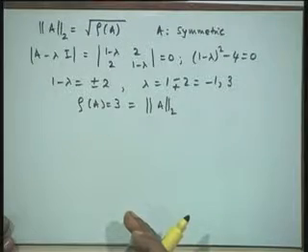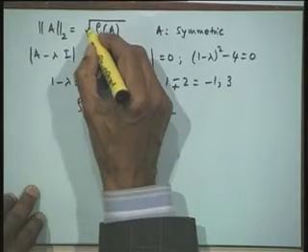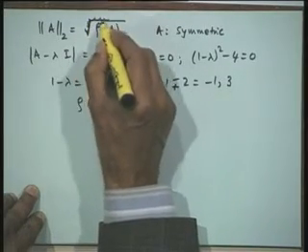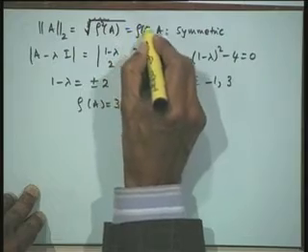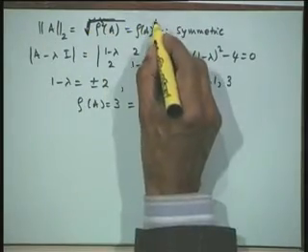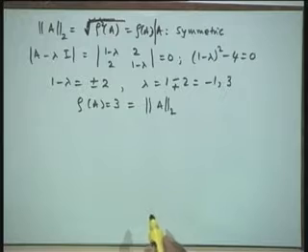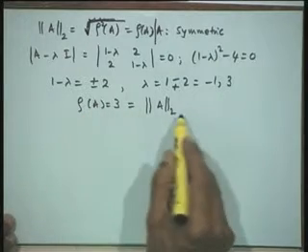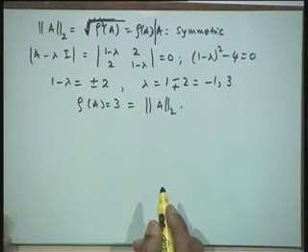Therefore, the... oh no, sorry, there is no under root. Okay, let us retain it and then put spectral radius of A. Therefore, spectral radius of A is equal to 3, that is equal to norm of A2.